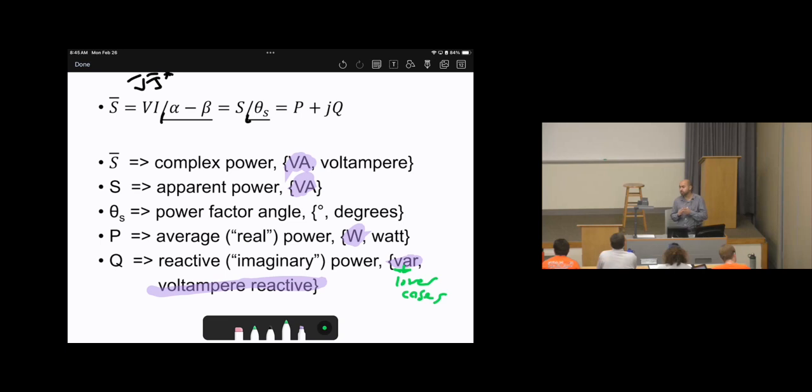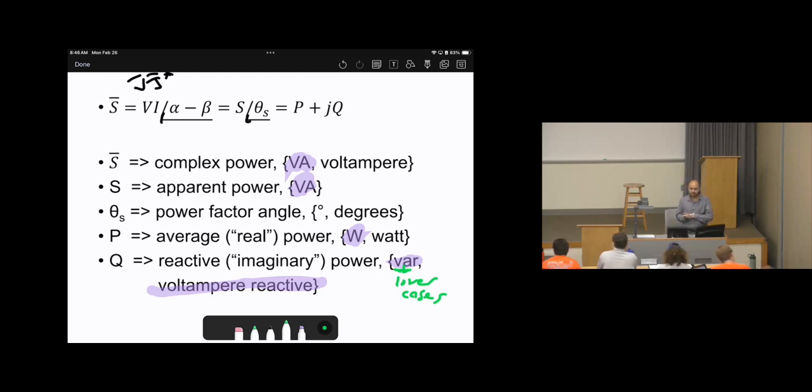It's the unit in volt ampere. Again, S alone, without a bar, is not complex. It's not complex power. It's called apparent power, which is basically the magnitude of the complex power. Then theta is called the power factor angle. It's not only an angle alone. We call it power factor, and it's been written this way on purpose.